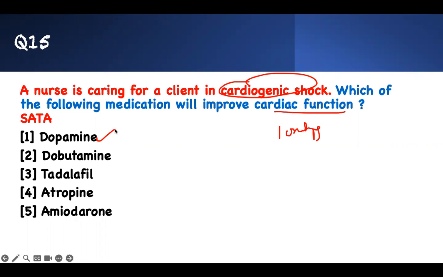Then you look at it. Which one is an inotrope? Dopamine, dobutamine. You know this. This is a vasodilator. This is a nitrate. It will drop your blood pressure. Atropine is a non-inotrope, right? It increases your heart rate. Amiodarone is an antiarrhythmic. This patient does not have arrhythmia. We're going to cure them. So, this and that.